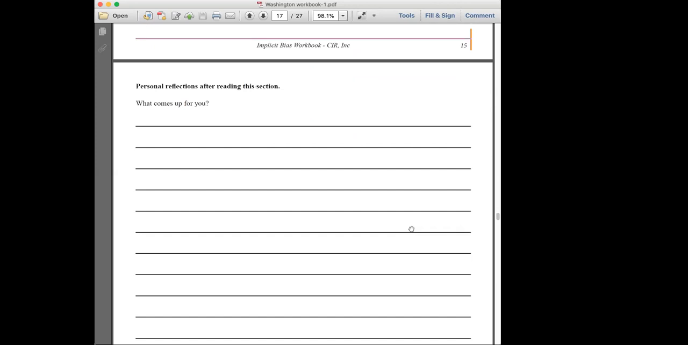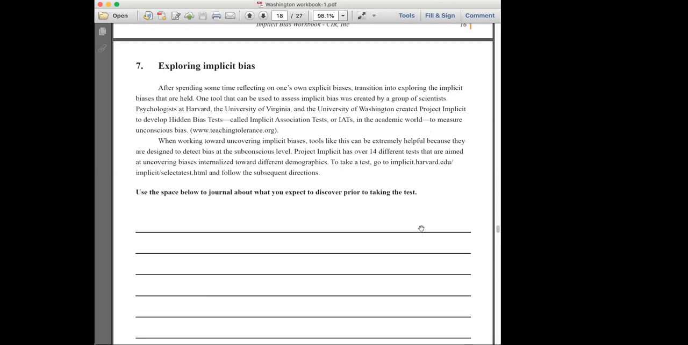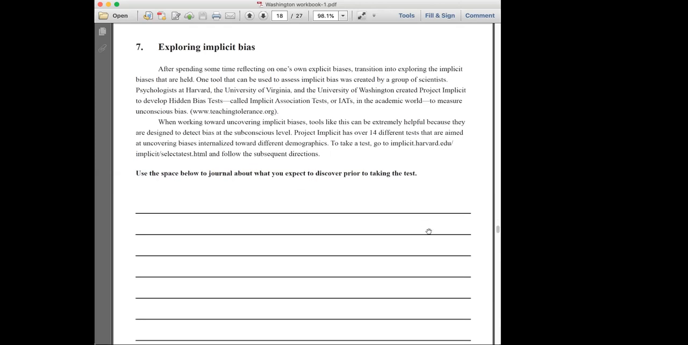And again, there are some additional lines for you to journal around this. And now we move into really the implicit bias section.